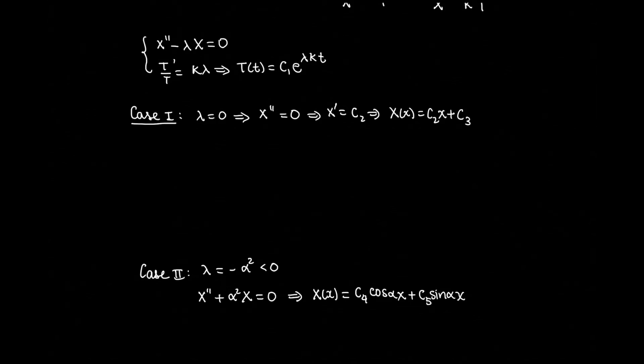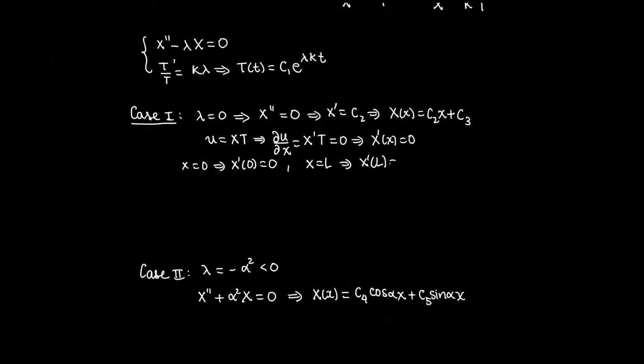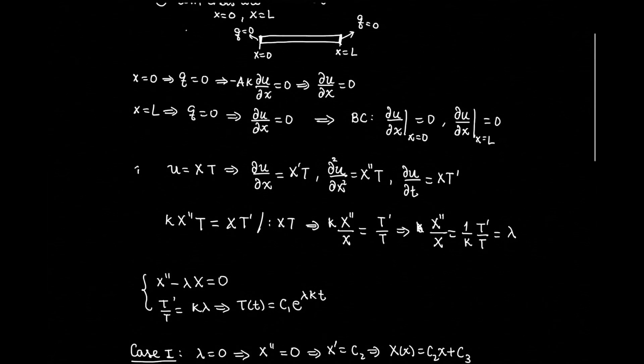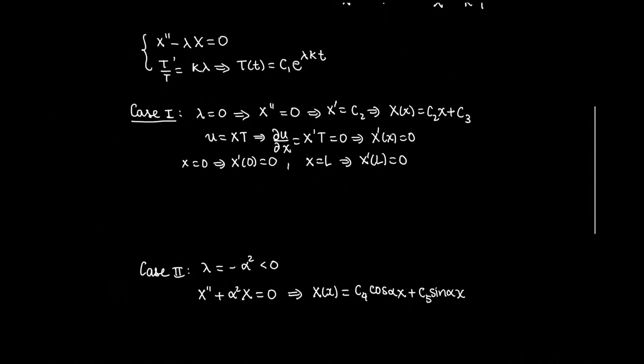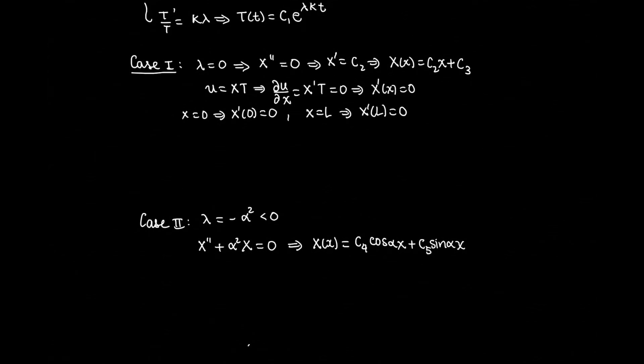For the boundary conditions, I'm going to use them for this part here to find these constants. We have that u equals X times T, that means du/dx equals X' times T, and when I set it to 0, that leads to X'(0) equal to 0. This condition is for x equal to 0, and when x equal to L, these are my conditions. These came from transforming the boundary conditions, using separation of variables, to find these constants. So these are the conditions I'm going to use.